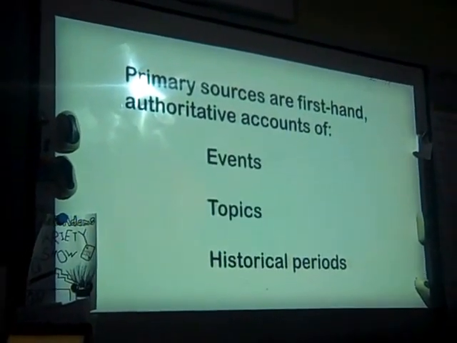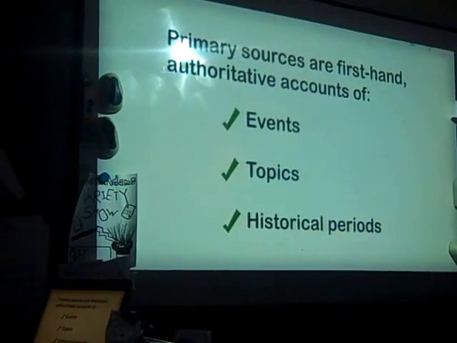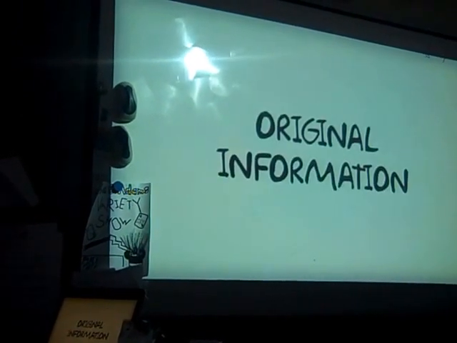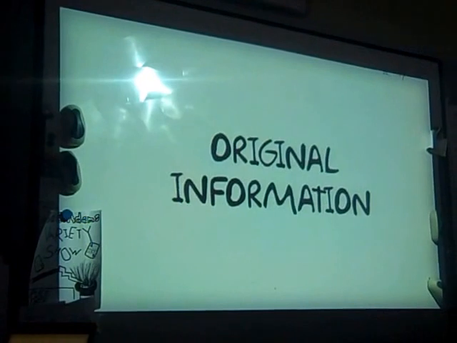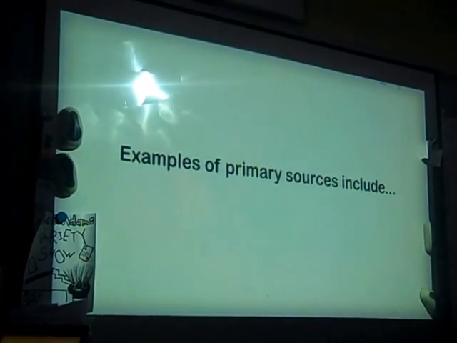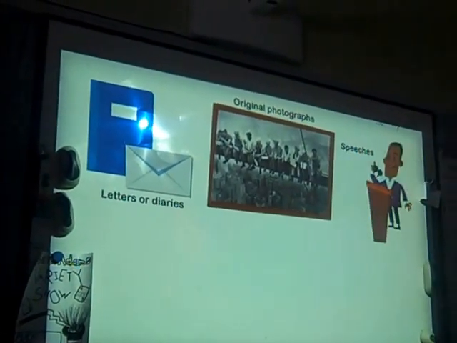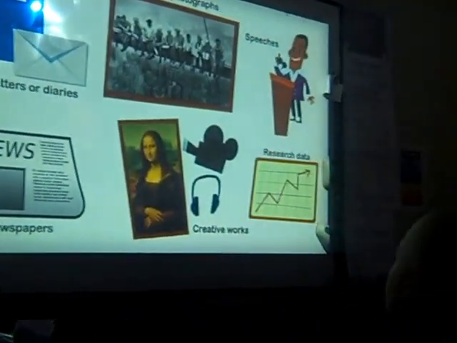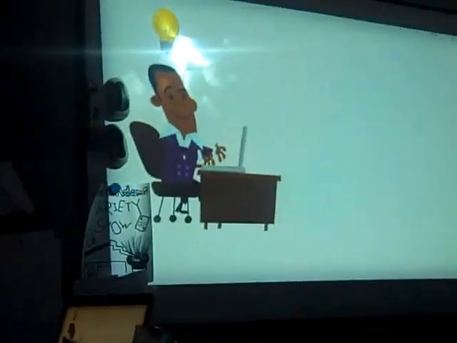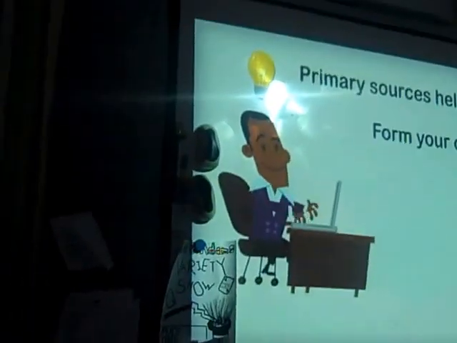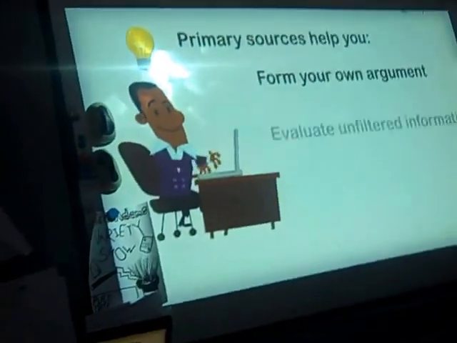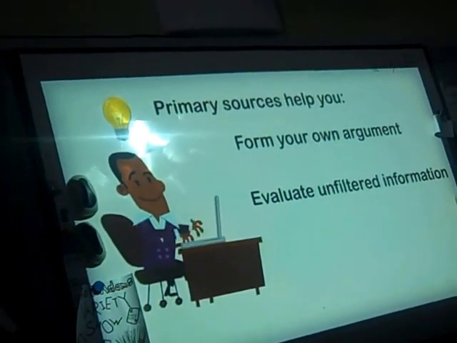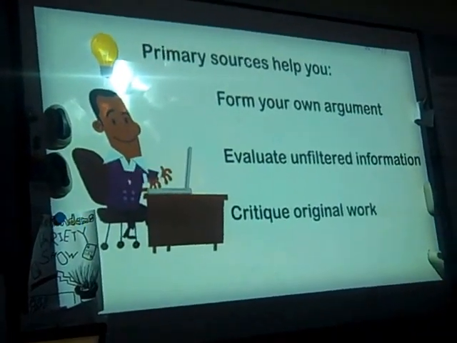Primary sources are first-hand accounts of an event, topic, or historical time period. Anything that contains original information on a topic is considered a primary source. Examples include letters, personal diaries or journals, original photographs, speeches, newspaper reports, creative works like paintings, plays, and music, and research data or surveys. It's a good idea to use primary sources in research papers because it allows you to form your own argument to defend your thesis, since the information you're using is unfiltered by another person's point of view. You're able to critique an original work using your own ideas.